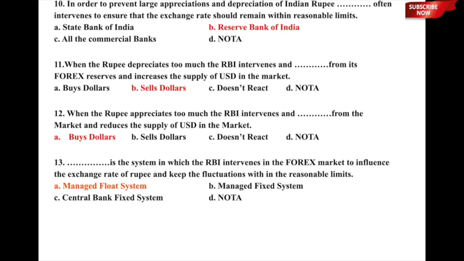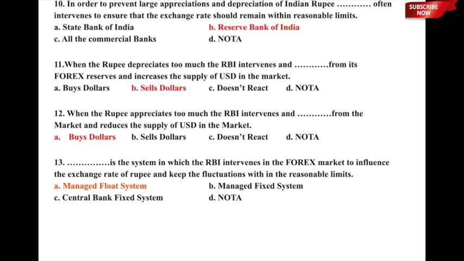When the rupee depreciates too much, the Reserve Bank of India intervenes and dash from its forex reserves and increases the supply of US dollar in the market. In a situation wherein rupee depreciates too much, the RBI obviously is going to intervene by doing what? From its foreign exchange reserves, and then in an explicit sense increase the supply of dollar in the market. It will A, buy dollars, B, sell dollars, C, doesn't react, or D, none of the above.